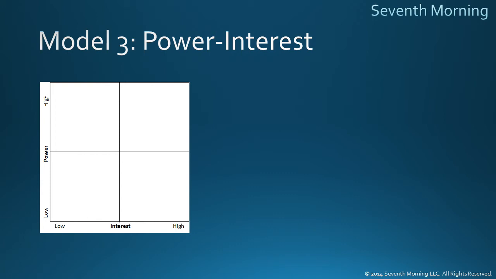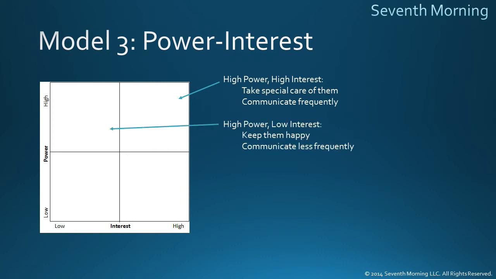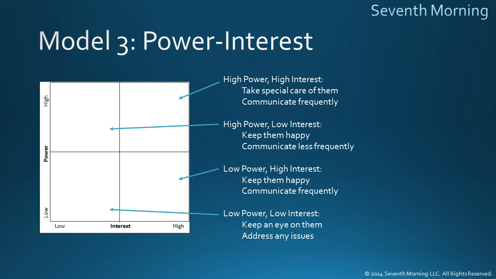For the high power, high interest stakeholders, we should take special care of them and communicate frequently. If the stakeholders are high power but low interest, we should try to keep them happy but communicate less frequently. For the low power and high interest folks, we should also keep them happy and communicate frequently. And finally, the low power, low interest stakeholders, we should just keep an eye on them and address any inquiries that they have. Power interest is really good for projects or organizations that are highly political, understandably, but they're also good overall.